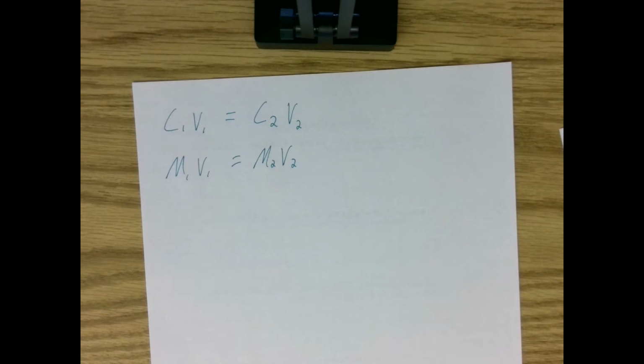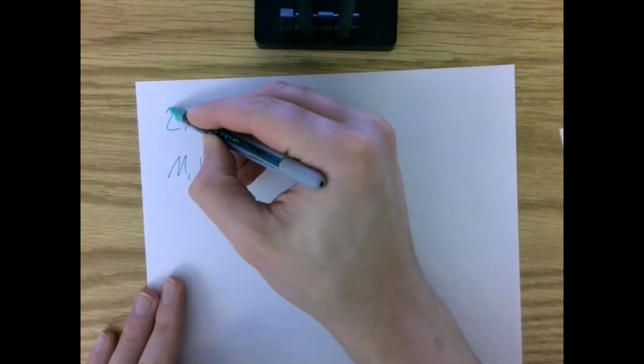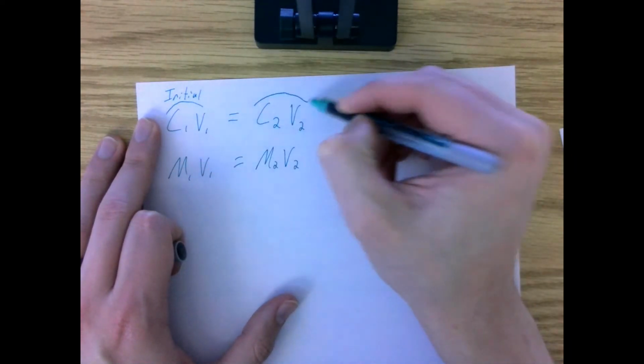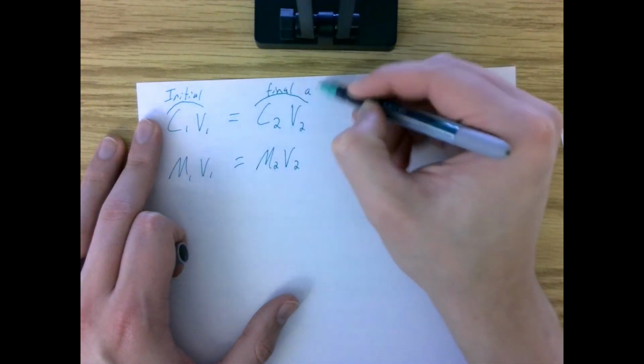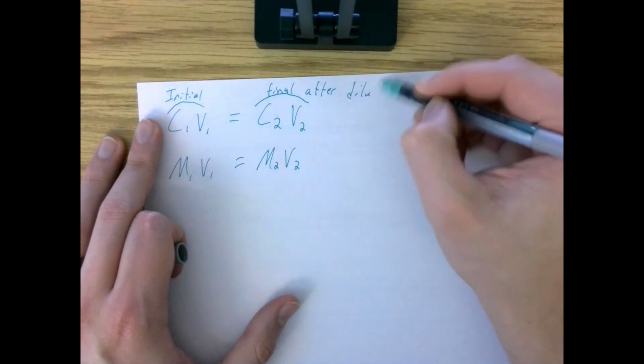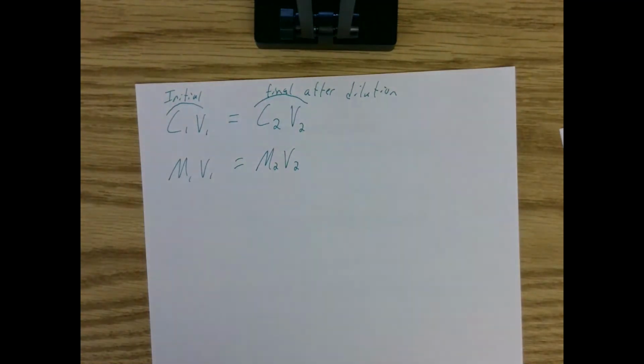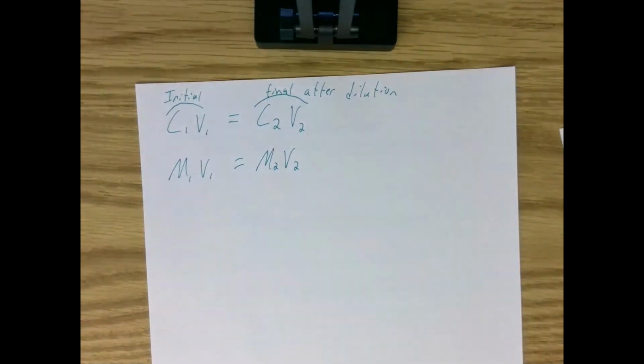Okay? So this is my initial. This is my final after dilution. So my C1 is the concentration when I start. My V1 is the initial volume that I have at that concentration. My C2 is my final concentration, and my V2 is my final volume.